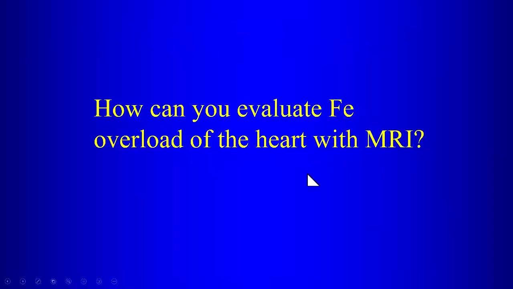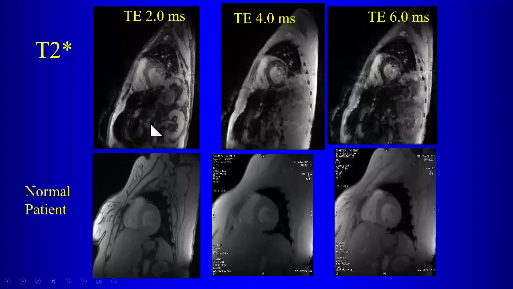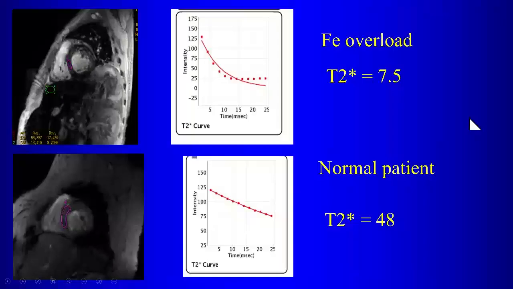And as we've said, if we're going to evaluate iron overload with MR, we want to do T2 star weighted imaging. So in a normal patient, as you're increasing the TE, we notice that the signal does not really decay that quickly. The signal decays gradually. But because of iron deposition within the myocardium, as you increase the TE, the signal decays much faster. And so you can construct these signal decay curves and calculate a T2 star time constant. And with iron overload, you can see that that T2 star time constant is much lower than it would be in your normal patient.